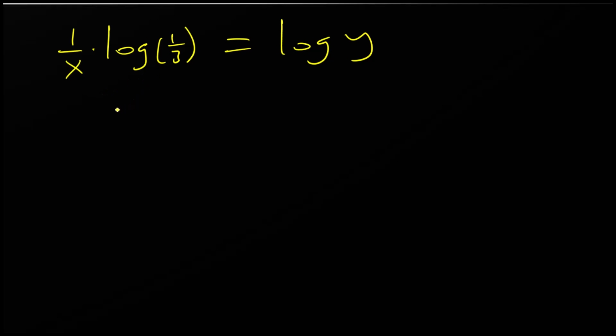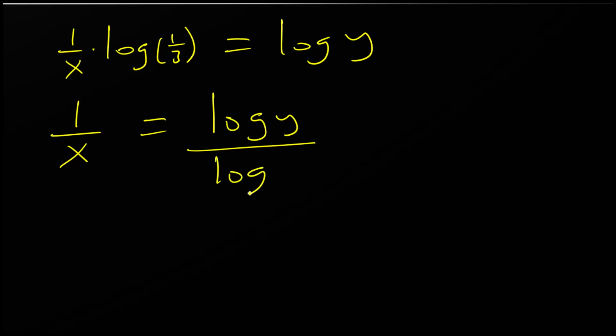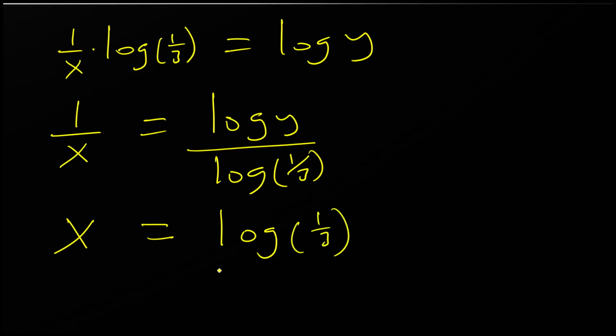Okay, so from here we can divide both sides by log 1 on 3. That will be 1 on x equals to log y on log 1 on 3. So 1 over x equals that. We can do cross multiplication. That will be x equals to, so this side will also change, 1 on 3 on log y.